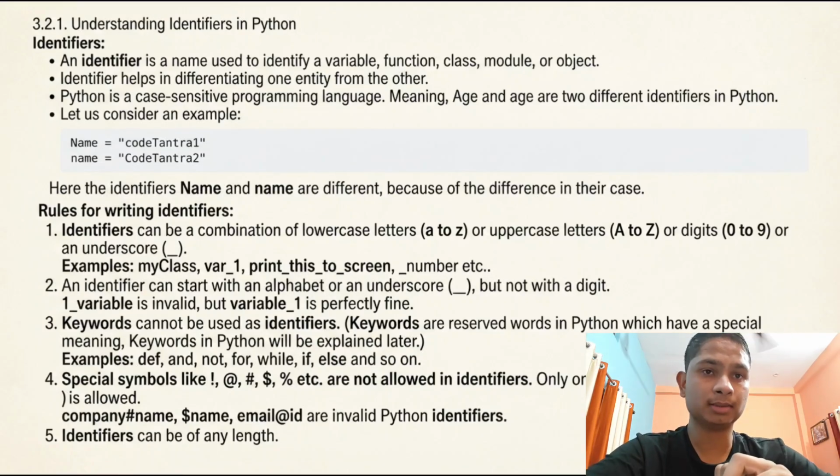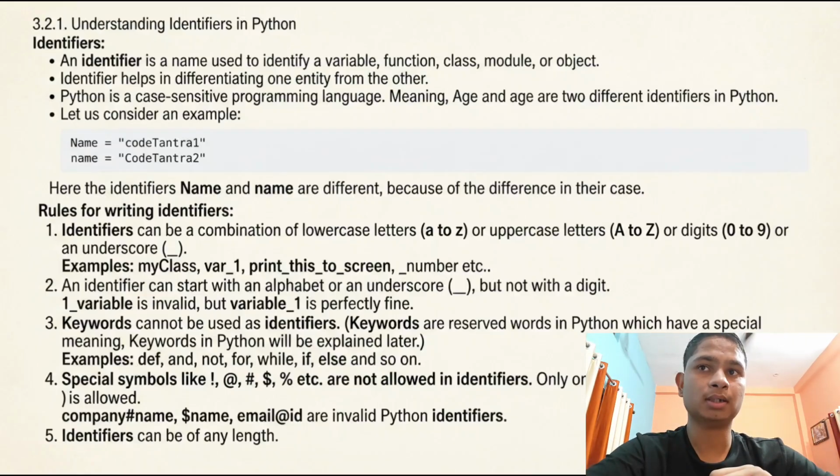So we have to be clear about the rules of how to write identifiers. The first rule is identifiers can be a combination of lowercase letters a to z, uppercase letters A to Z, digits like 0 to 9, and an underscore is also applicable, and it could be written.